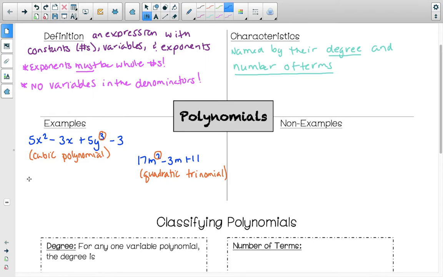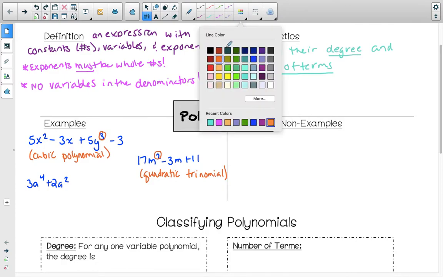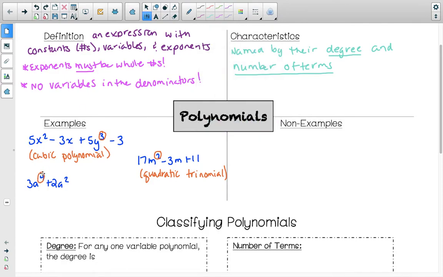We could also have 3a to the 4th plus 2a squared, which has no variables in the denominator, and our exponents are all whole numbers. So the highest exponent is a 4. This has a name of a quartic. And then since there are 2 terms, because I cannot combine these because this is an a to the 4th and this is an a squared, there are 2 terms, which is called a binomial.